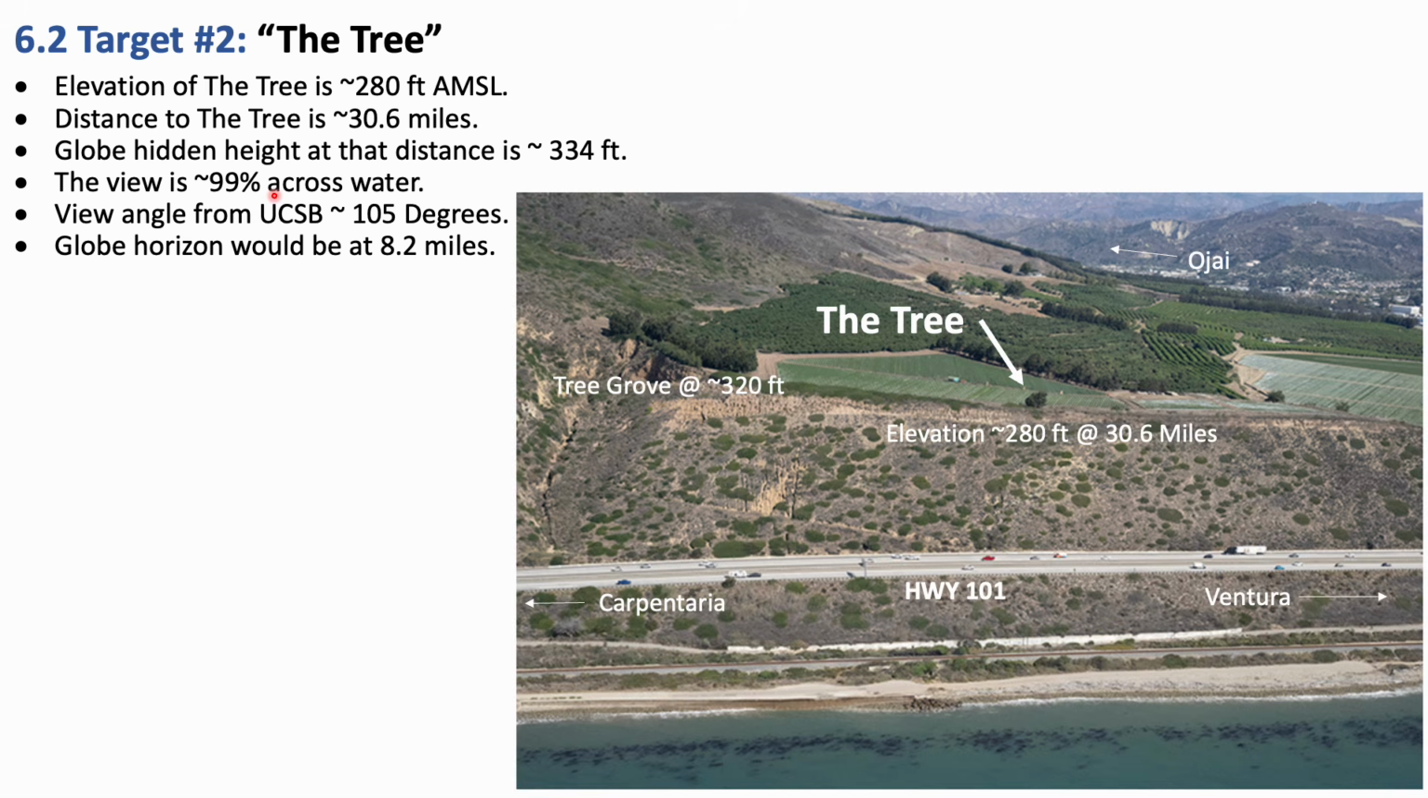The view angle is 105 degrees from UCSB, and again the globe horizon would be at 8.2 miles. The Highway 33 goes back here to Ojai from Ventura. This is called Taylor Ranch.